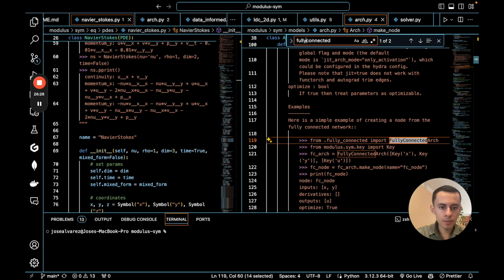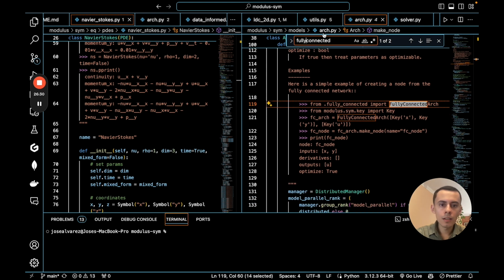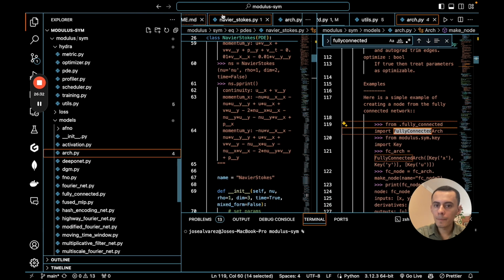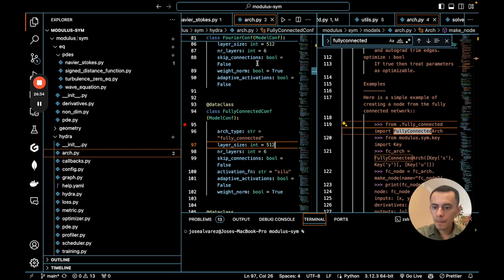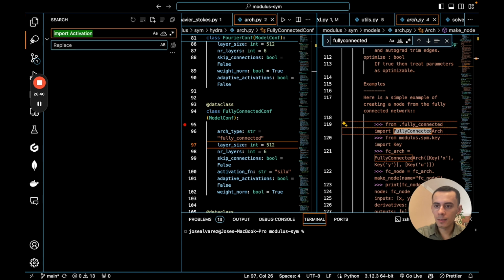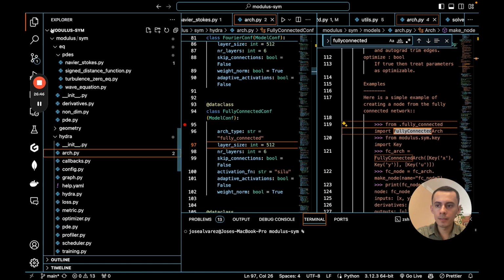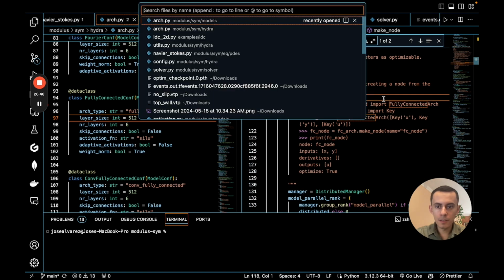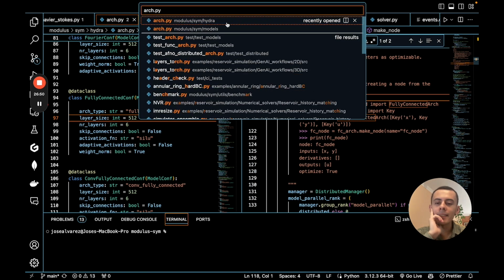Fully connected architecture. Models, arc.py. Look at that. I just learned that there are different files called arc.py. There are two, in fact, apparently. It's Command P on Mac, arc.py. There are two. There is a Modulus symbolic models arc.py, architecture.py, and there's a Modulus sim Hydra.